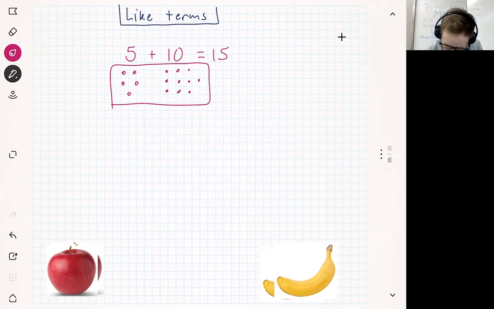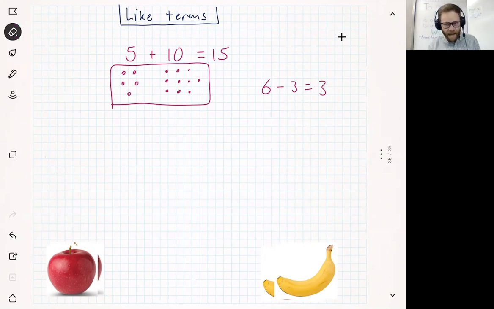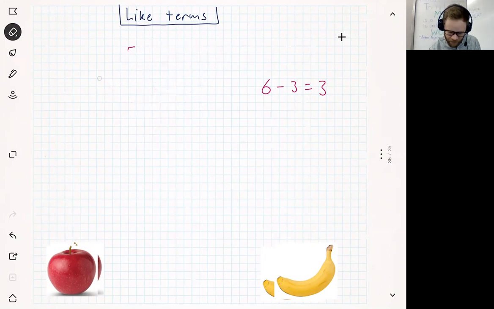Similarly, you all could easily combine these terms. Let's say we have 6 minus 3. Well, I can combine those like terms. Those are constants, so that equals 3. However, sometimes we've got a little bit different of a situation.